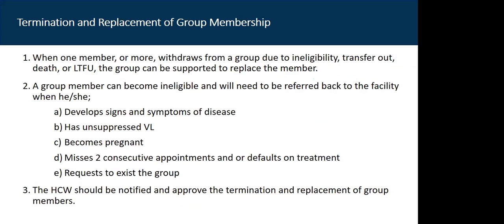A group member can become ineligible and will need to be referred back to the facility if one develops signs and symptoms of disease, becomes unsuppressed, becomes pregnant, misses 2 consecutive appointments or defaults on treatment, or requests to exit the group. The health worker must at any moment be notified, and it's only the health worker who approves termination and replacement of a group member.